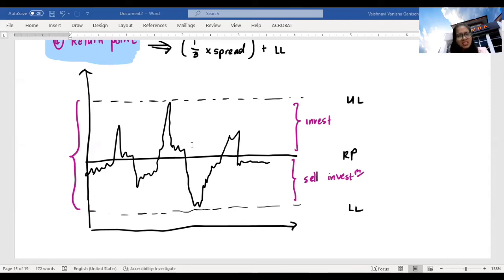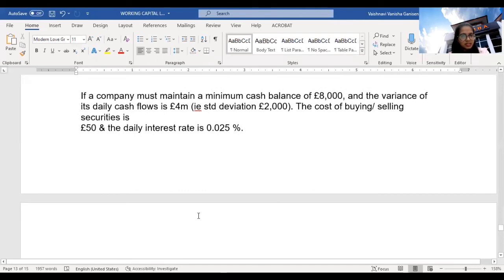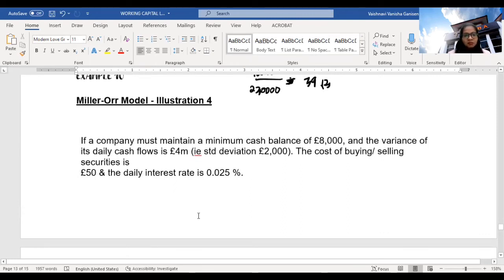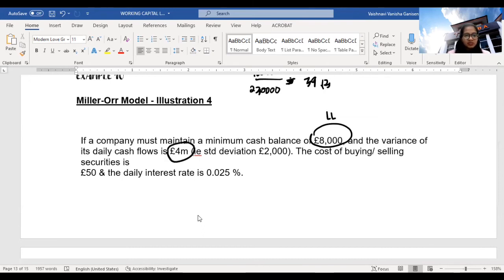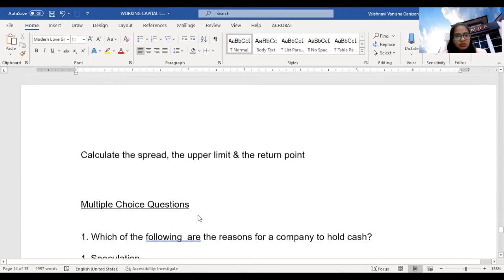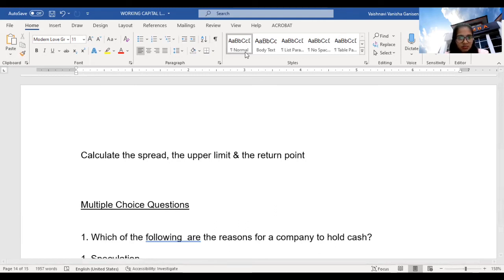So with that, I think we can try a question. Okay, let's look at your working capital lecture example. It's quite simple, it's quite straightforward. Here, a company must maintain a minimum cash balance of 8,000, so this 8,000 is the lower limit, and the variance of cash flow is 4 million. The cost of buying and selling securities is $50, and the daily interest rate is 0.025%. What is your upper limit, spread, and the return point? So we will use the 4 steps. Wait guys, let me just double check whether I'm sharing the screen correctly. Okay.